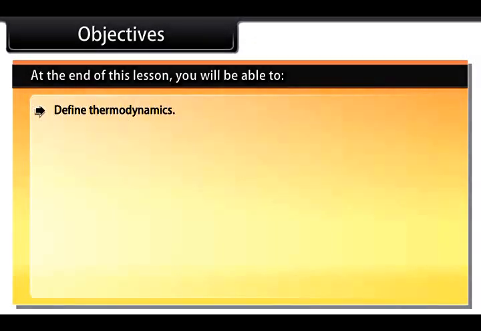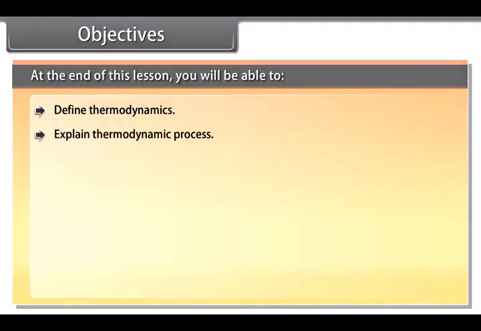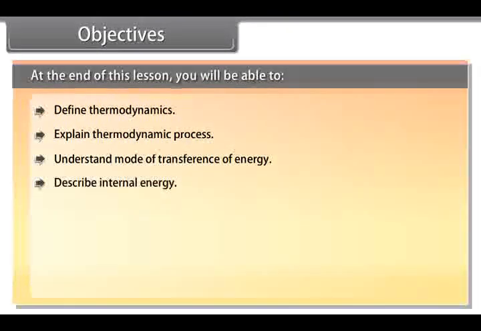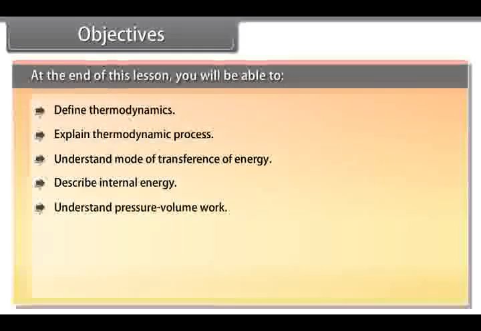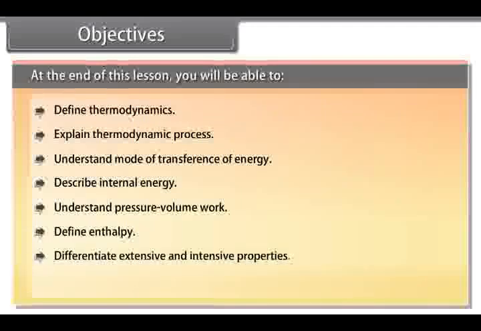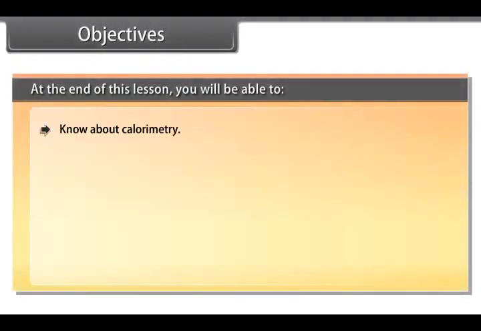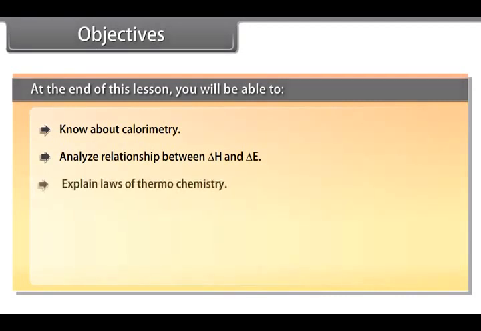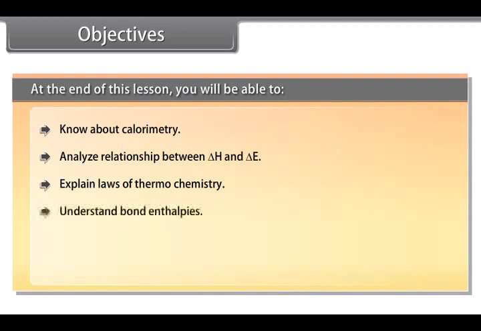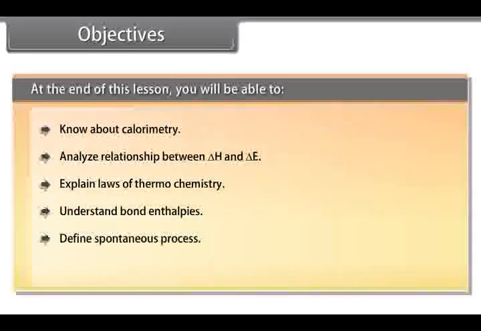Objectives. At the end of this lesson, you'll be able to define thermodynamics, explain thermodynamic process, understand mode of transference of energy, describe internal energy, understand pressure-volume work, define enthalpy, differentiate extensive and intensive properties, know about calorimetry, analyze relationship between delta H and delta E, explain laws of thermochemistry, understand bond enthalpies, define spontaneous process.